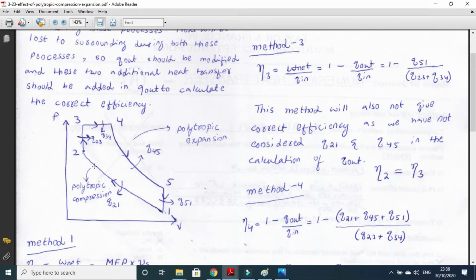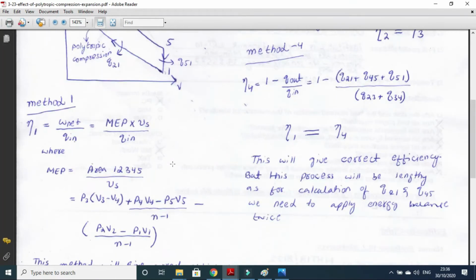But if 1 to 2 is polytropic and 4 to 5 is polytropic, we need to consider these Q out as well. Q21 is the heat out during the process 1 to 2, and Q45 is the heat out during the process 4 to 5. So now there will be 3 Q out, and if we want to calculate the correct efficiency, we need to modify the Q out. The Q out will be the addition of these three, Q21 plus Q51 plus Q45. Then you will get the total Q out, and this total Q out should be used in calculation of the net work. So you will get the correct work output.